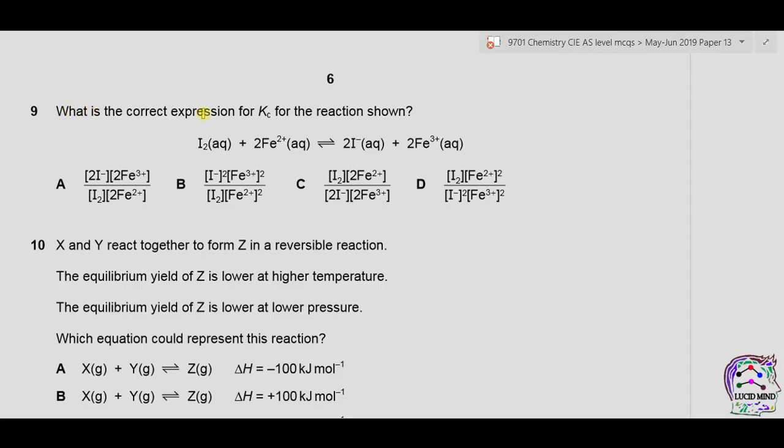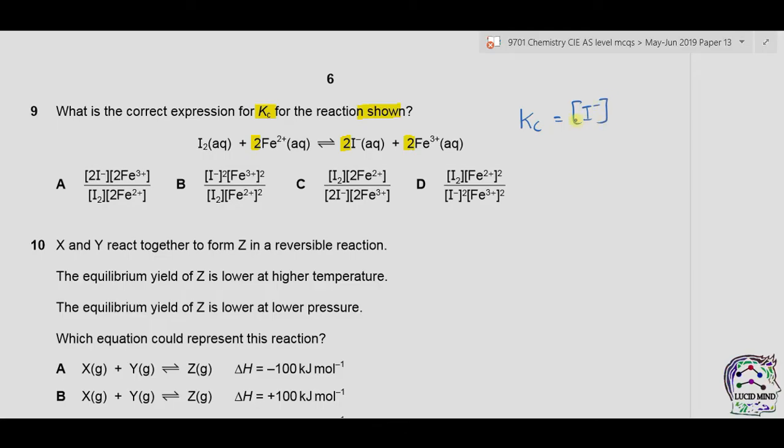Question 9. What is the correct expression for Kc, the equilibrium constant expression for the reaction shown? We have 1 mole of iodine that reacts with 2 moles of iron plus 2 to form 2 moles of iodide and 2 moles of iron plus 3. Let's write Kc. Kc is equal to the concentration of products. The first product is I negative.